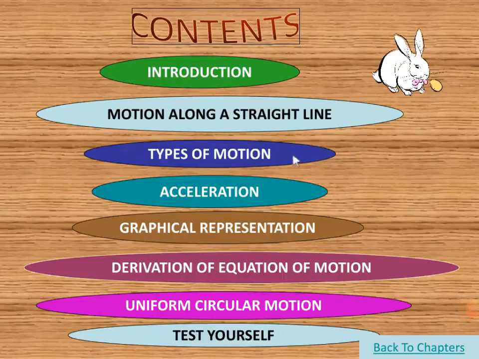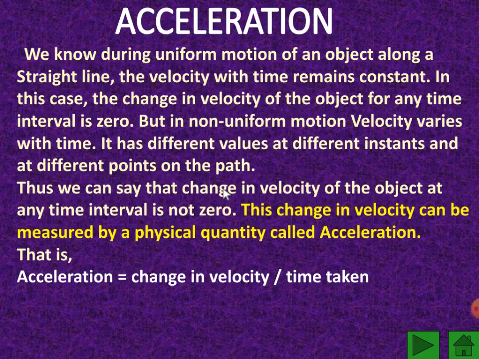In the last class we have learned about motion along a straight line, what we call rectilinear motion, types of motion, and then acceleration. And acceleration is of two types, depending upon the sign of the acceleration, whether acceleration is positive or negative. Positive acceleration means the change in velocity is positive. If acceleration is negative, the change in velocity will be negative.